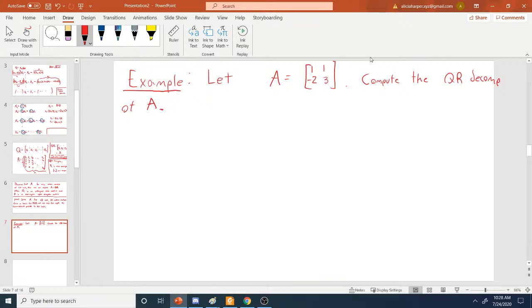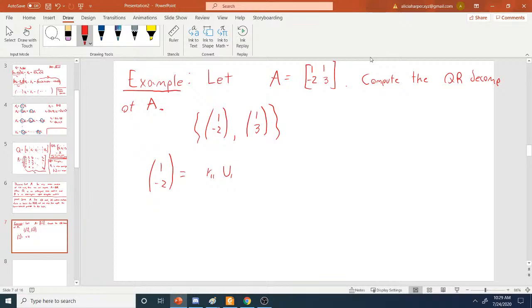So first thing we do is we write down our relevant vectors. They're going to correspond to the column vectors of A, so 1 and -2, and 1 and 3. And then we're going to start by computing U1. In fact, we're going to note that 1, -2, this vector, is going to be equal to U1 times R11.